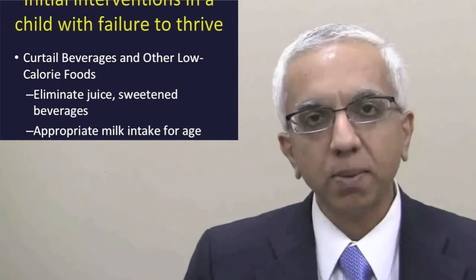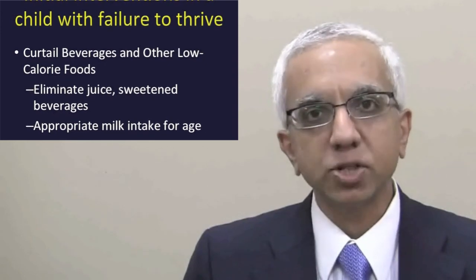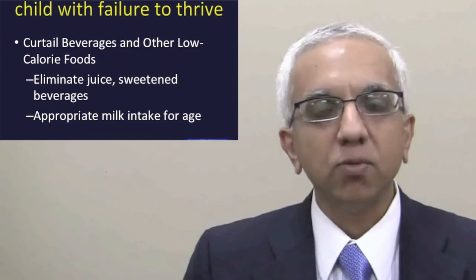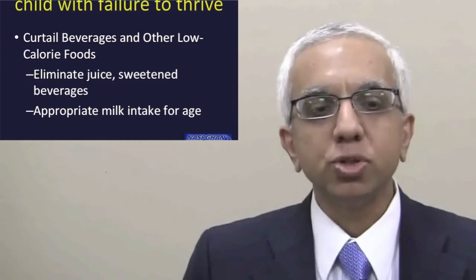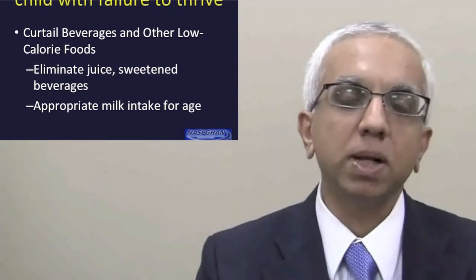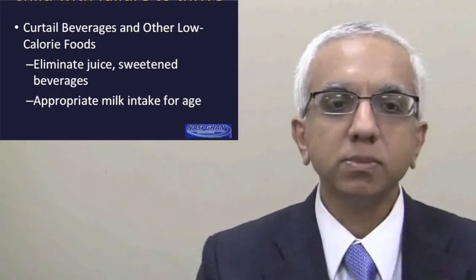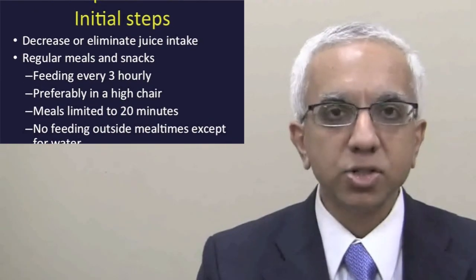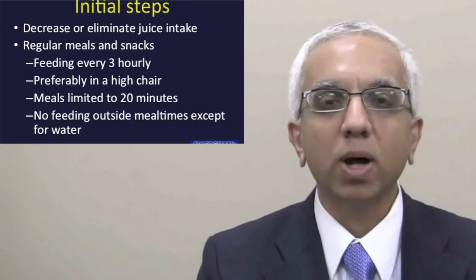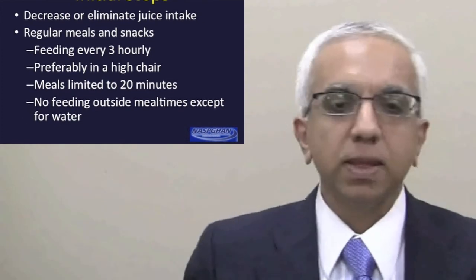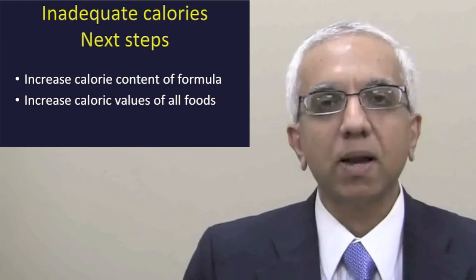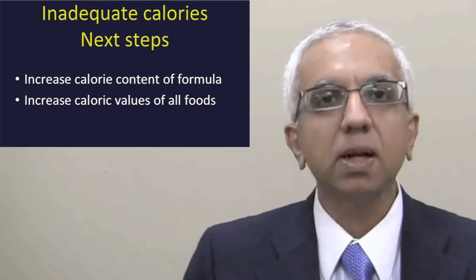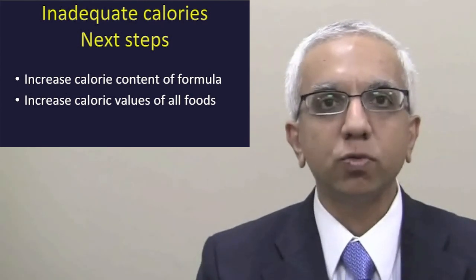Occasionally, you will see a family that's overly healthy and feeds their child only salads. This family should be taught what appropriate feeding for young children is, eliminate juice and sweetened beverages, and encourage appropriate milk intake for age. In children with inadequate calories, these are the initial steps. They are outlined here before. I've just gone through them. The next steps are to increase calorie content of formula. Again, if the child is very young, this is the first step to be considered, and then increase calorie values of all foods.